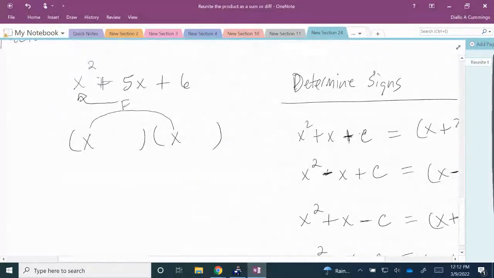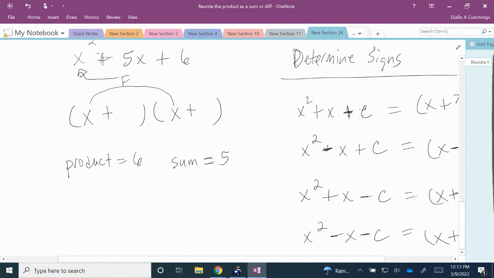So now, just by knowing that, looking back at our example, the last term is positive, the middle term is positive, so we know that both of our numbers are positive. Now we're going to use something called a product-sum. We need two numbers, both positive, whose product is equal to 6. So the product always equals the last term, and the sum is equal to the middle term, which is 5.